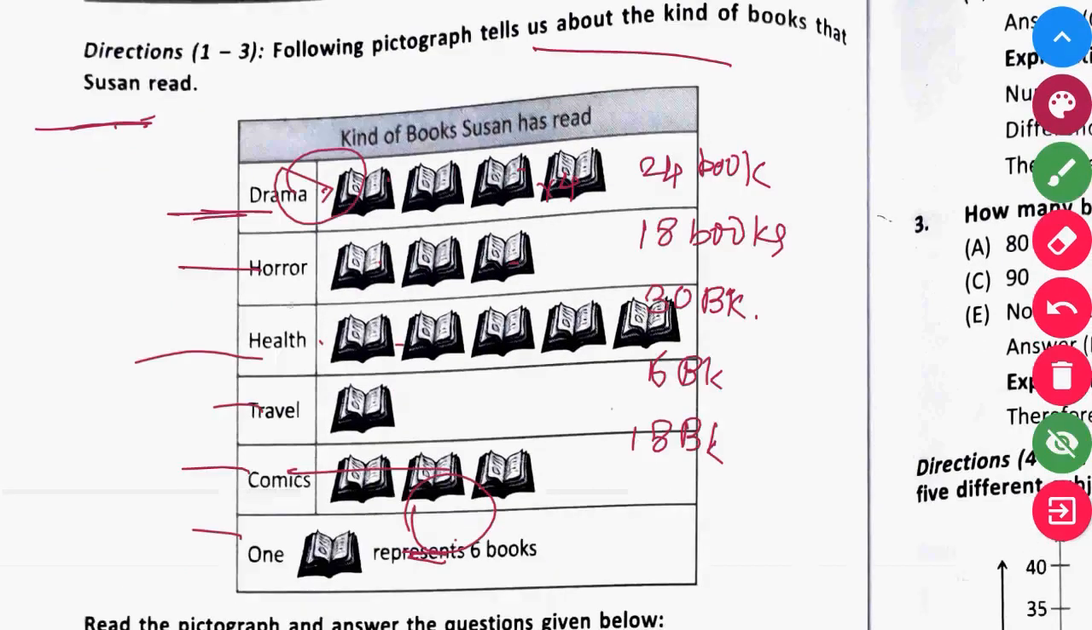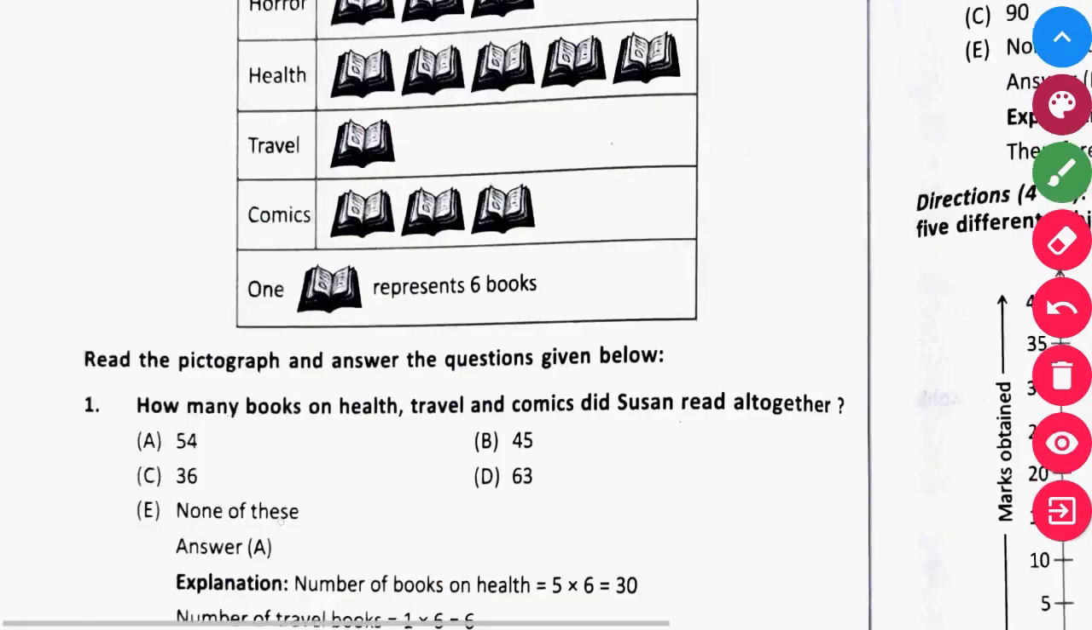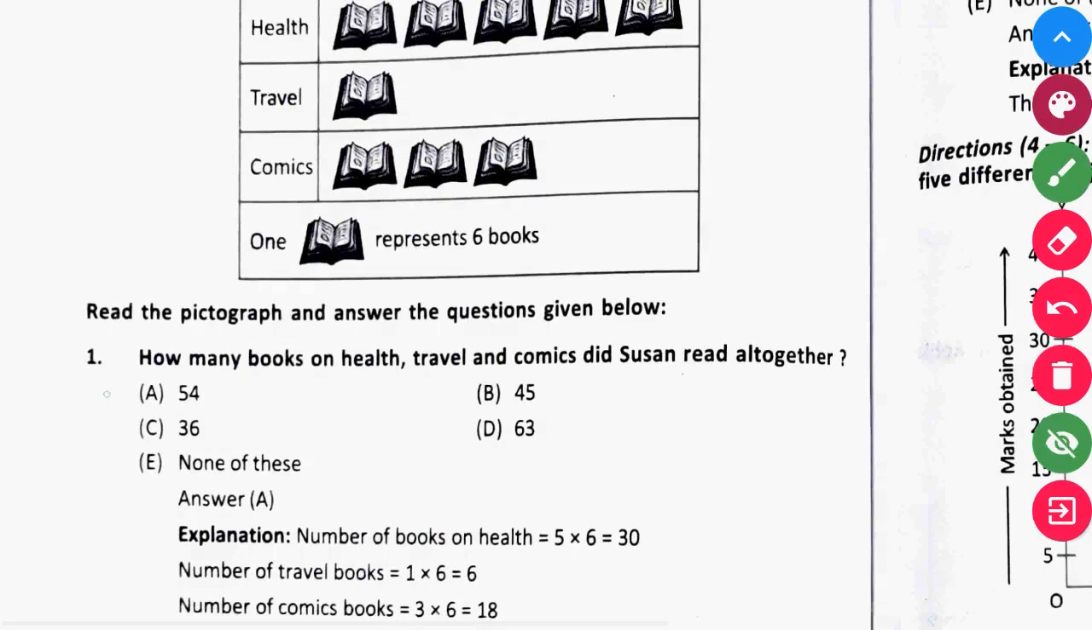Okay, go to the picture and check. Health related, how many books did he read? 30. Comic related 18. Health, travel and comic, they said. So travel related 6. So count it. 18 plus 6, 14 and 1 will be carried forward. So how many? 60? No, 54. So 54 books he read. Okay, so where is your answer?